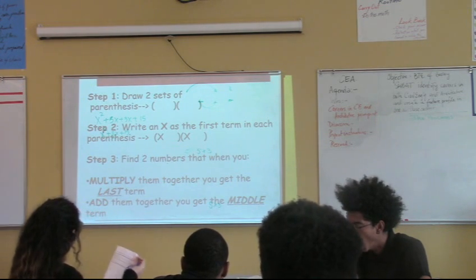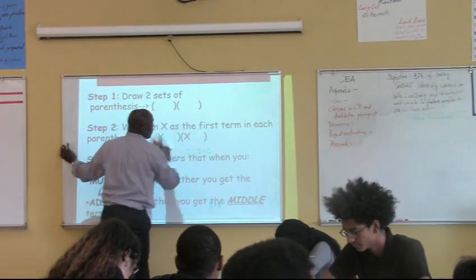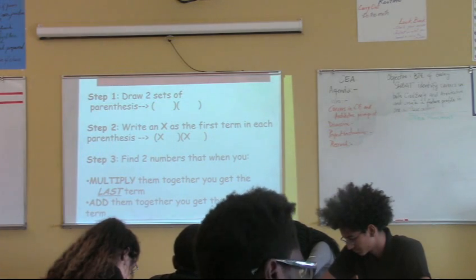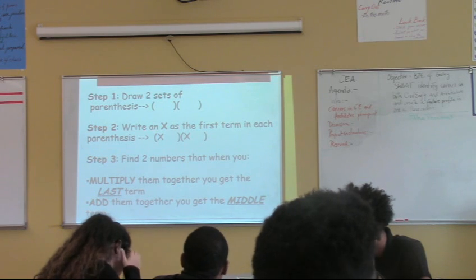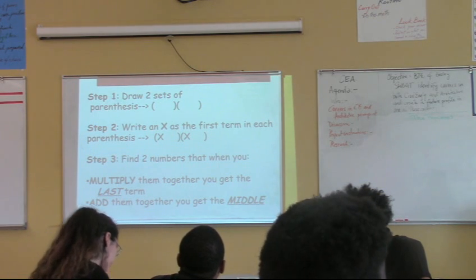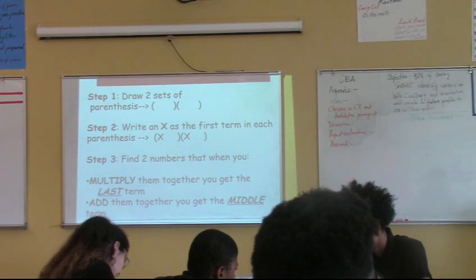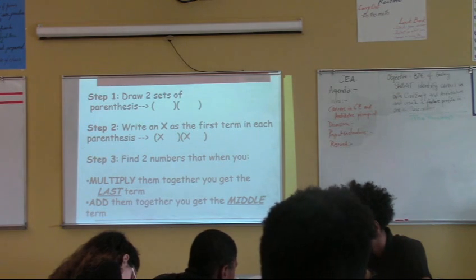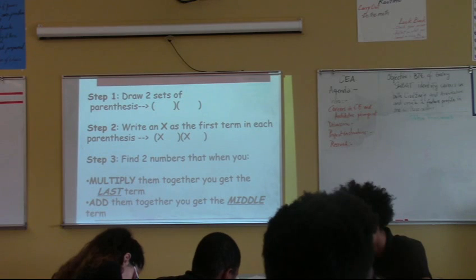So here, how do we factor? The first thing we do is draw our two sets of parentheses, and then write an x as the first term in each parenthesis. Then we're going to find two numbers that when we multiply them together, we get the last term, and when we add them together, we get the middle term. So you see how it works. We multiply to get our last term, add to get the middle term.